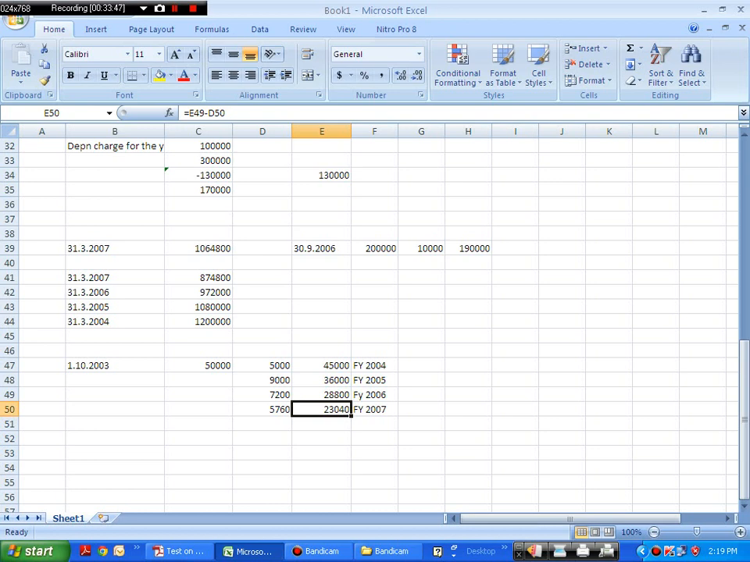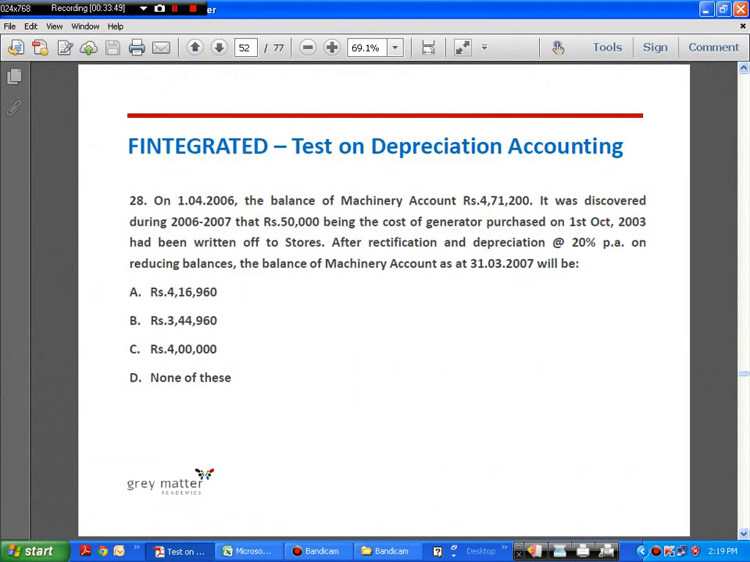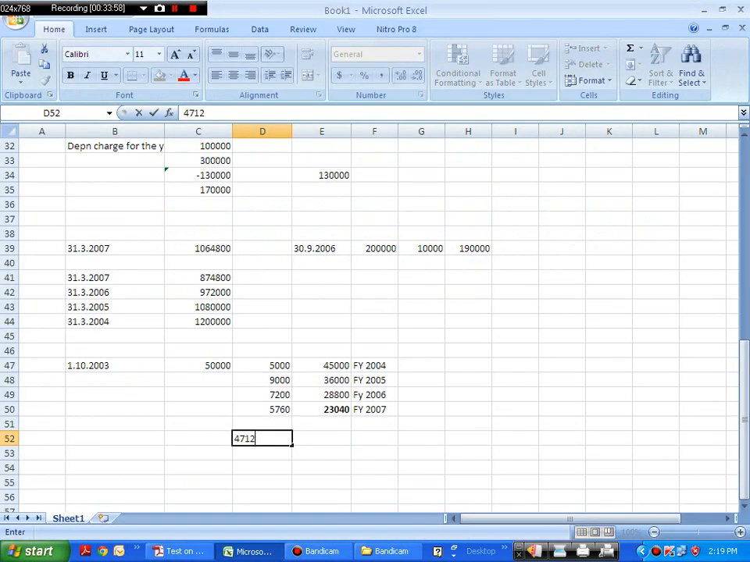Okay, so the WDV of the generator, which is to be included along with the WDV of the other machinery, is 23,040. Right? Now let's find out the WDV of the other machinery as at FY 2007, because what's given to us is at 1/4/2006. So 471,200 is as at 1/4/2006 and has to be depreciated for 1 year. So as at 31/3/2007, after depreciating for 20%, it will be 80% of this value. And now to this we have to include the value of the generator that's not been included so far, and the written down value of the machinery now will be 4 lakhs.